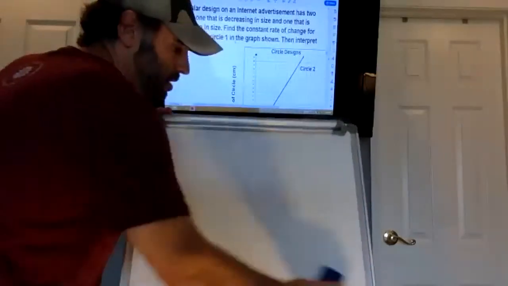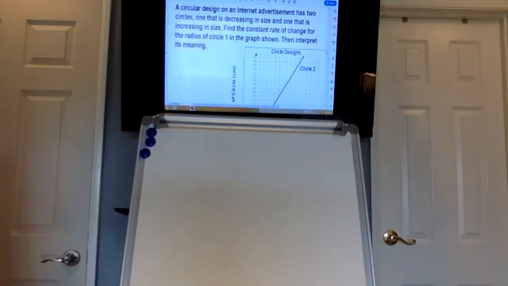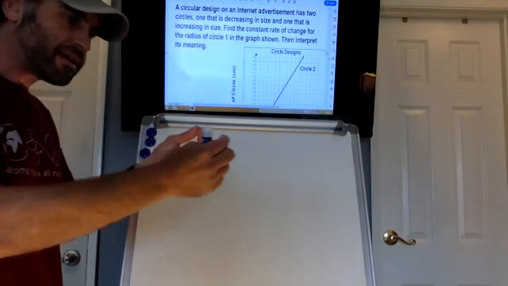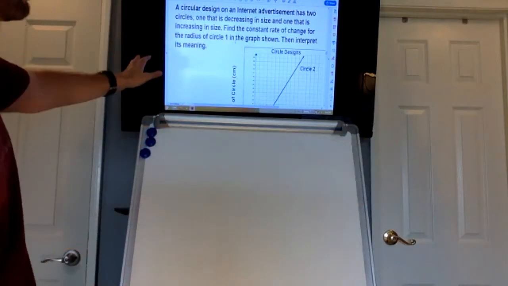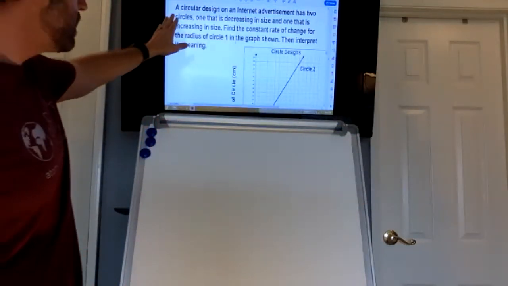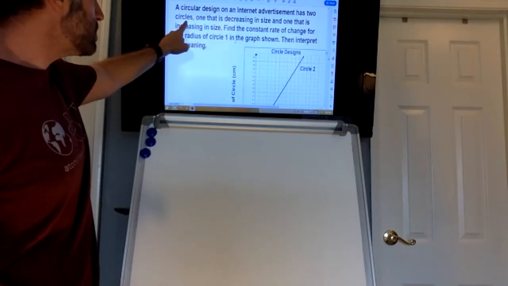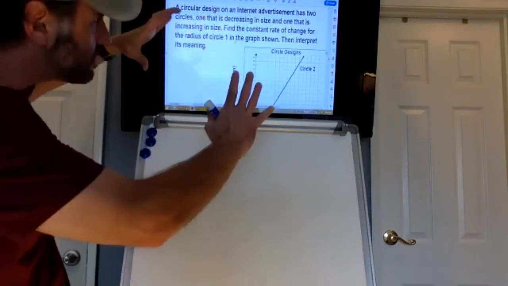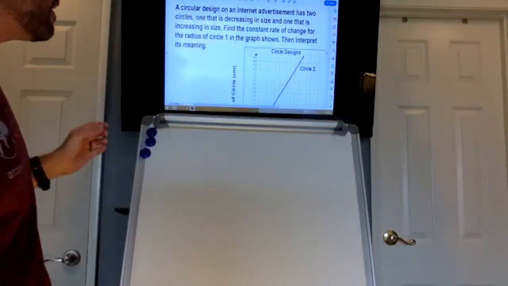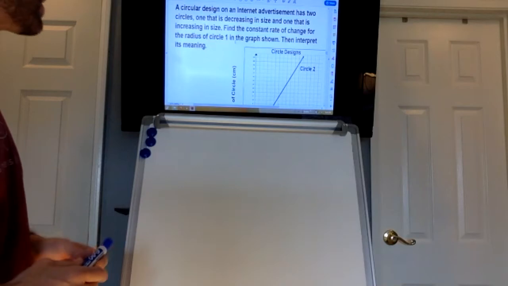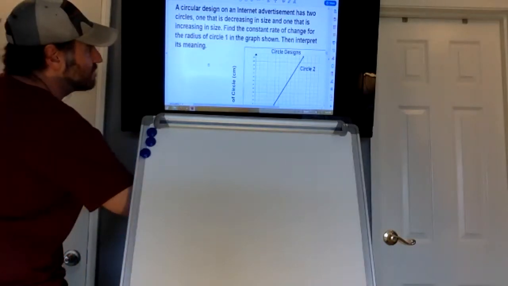All right. So let's handle this next concept, which is difficult. I usually like my smartboard for this because I can take a circle and increase it and decrease it quickly for you. All right, so I'm going to read this out loud and we'll try to make sense of this. A circular design on an internet advertisement has 2 circles, one that is decreasing in size and one that's increasing in size at the same time. Find the constant rate of change for the radius of circle 1 in the graph shown, and then interpret its meaning. So let's go ahead and grab this graph here.